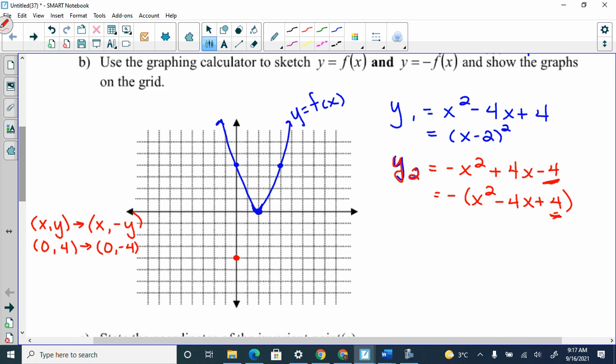So I drew that one. Then I have (2, 0), and it's going to become (2, -0). Is there such a thing? No. And then I have (4, 4), and it's going to become (4, -4). Did I need to actually put the other one in my calculator to figure it out? Nope, because I know it's a reflection in the x-axis.